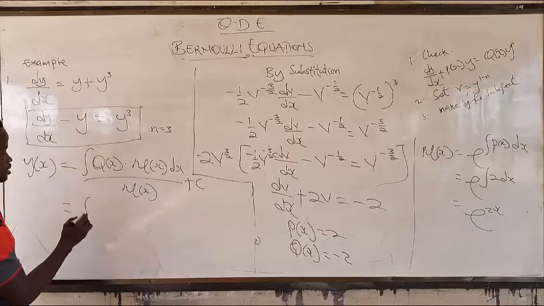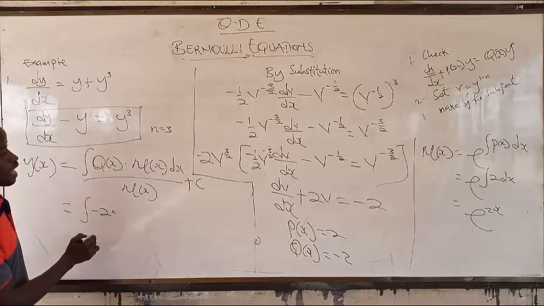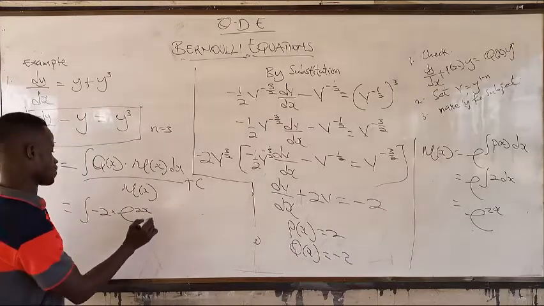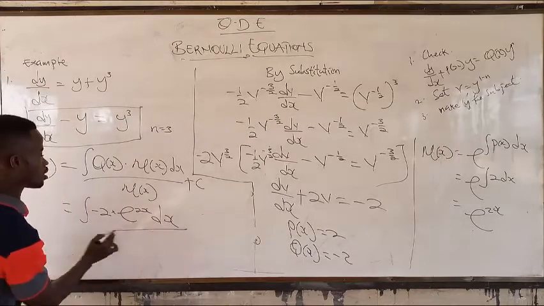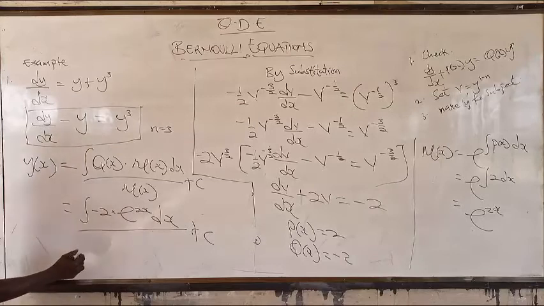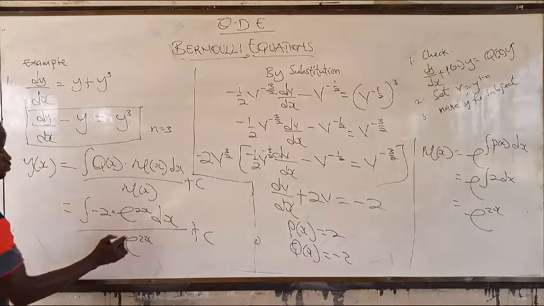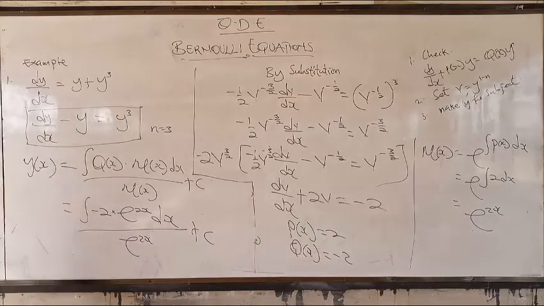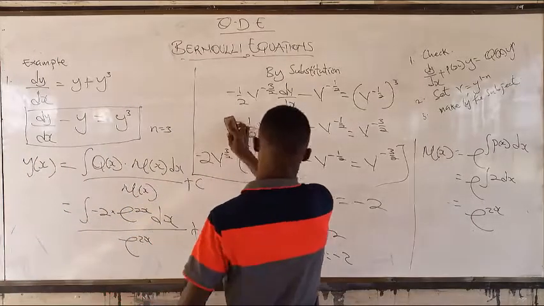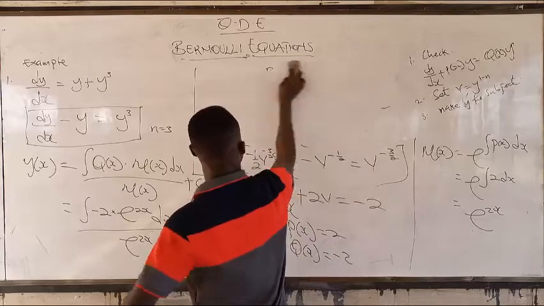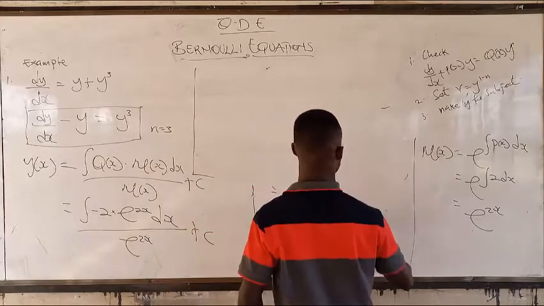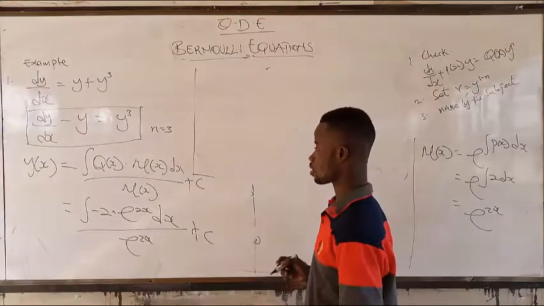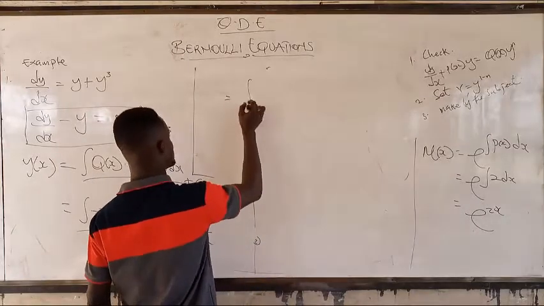So the Q of S is negative 2 multiplying the integrating factor, which is this, ds, all this over the integrating factor. And you can use this to cancel this. Integrate this first. So we are gradually getting to the final answer. You can see that it's not difficult.